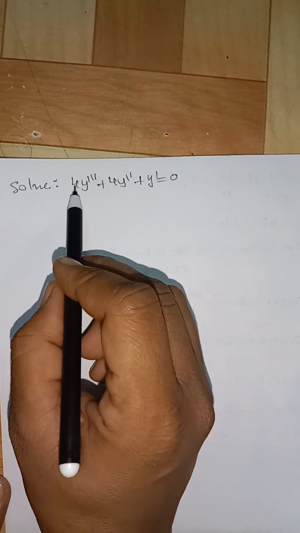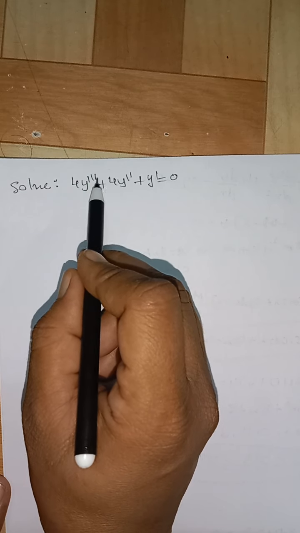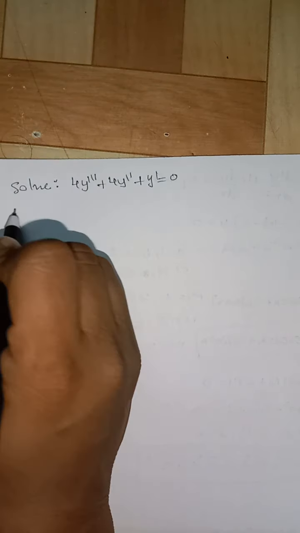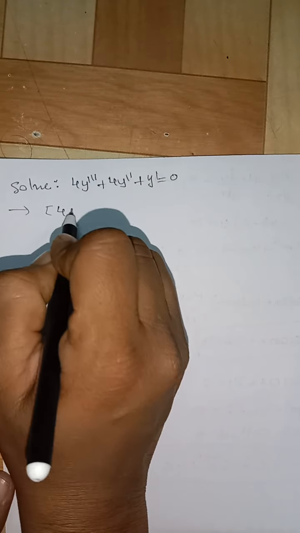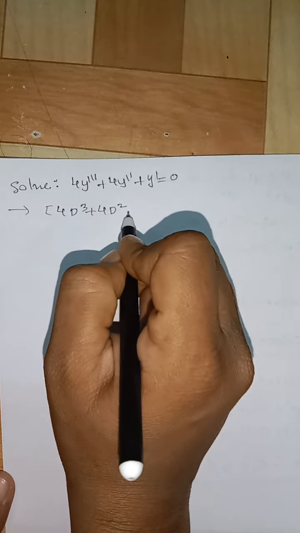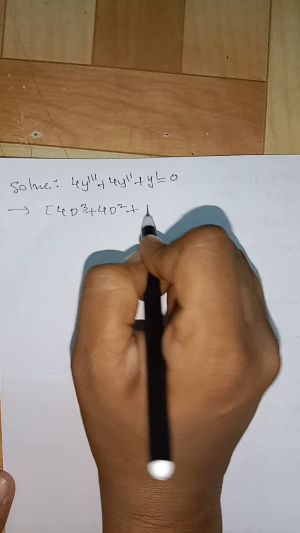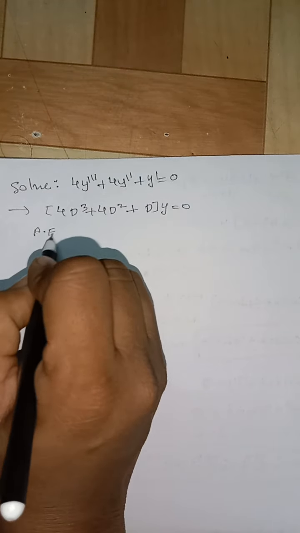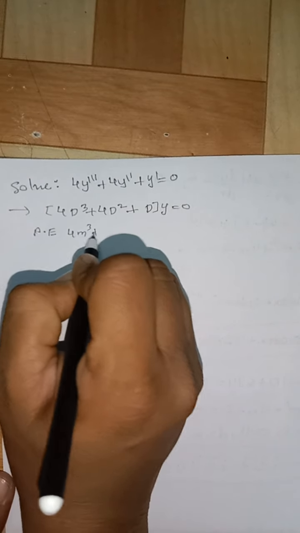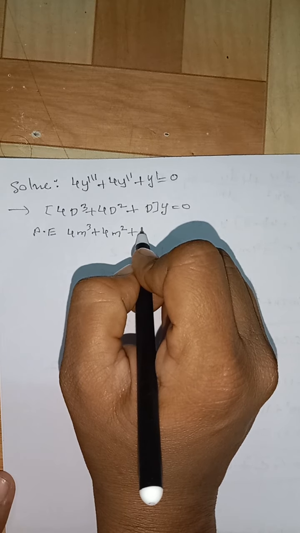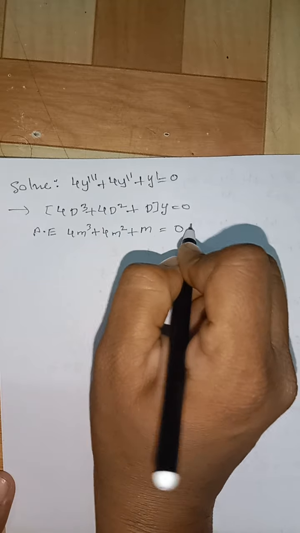Dear students, let us solve one more cubic equation. The equation is 4y''' + 4y'' + y' = 0. We can write this equation as (4D^3 + 4D^2 + D)y = 0. So the respective auxiliary equation is 4m^3 + 4m^2 + m = 0.